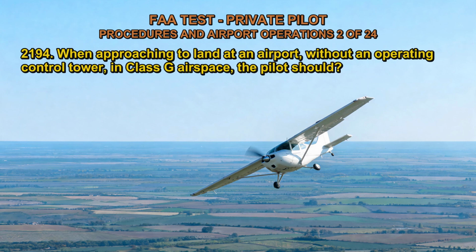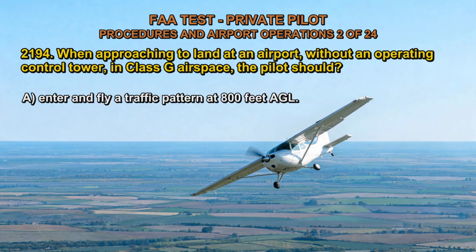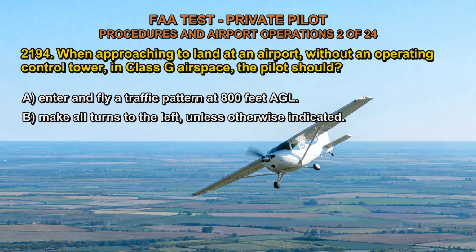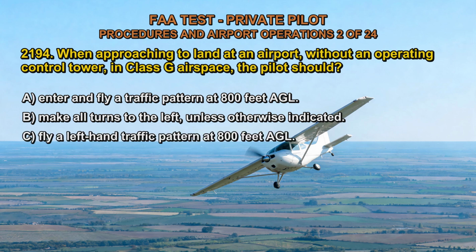Q2194. When approaching to land at an airport without an operating control tower in Class G airspace, the pilot should: A. Enter and fly a traffic pattern at 800 feet AGL. B. Make all turns to the left unless otherwise indicated. C. Fly a left-hand traffic pattern at 800 feet AGL. The correct answer is B.